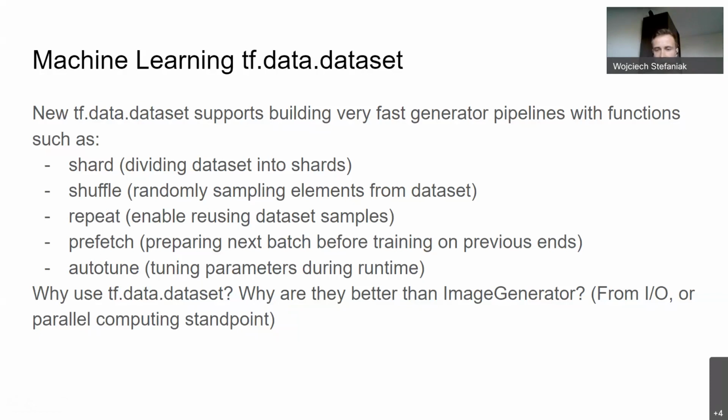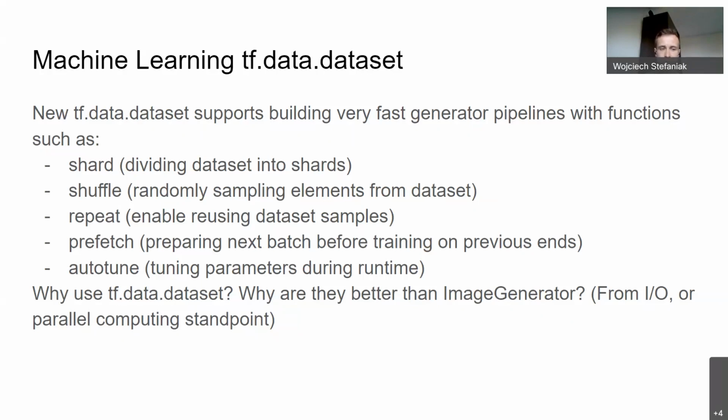Previously, when we dealt with image generators in TensorFlow, it was not optimal because we would prepare a batch of data, then it would be consumed by the neural network. And after it was consumed by the neural network, the next batch of data would start to be generated. Now we are prefetching, so we start preparing our next batch of data while the neural network is using the previous batch of data.